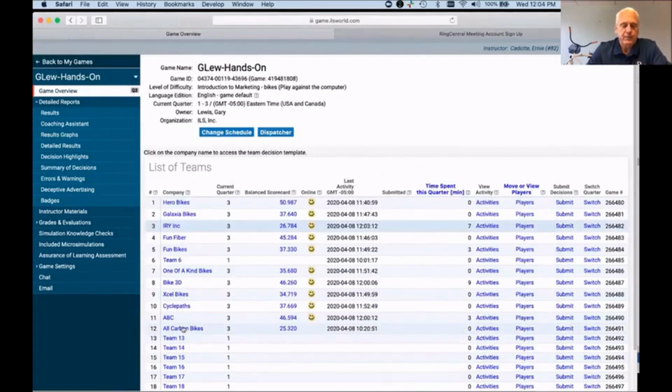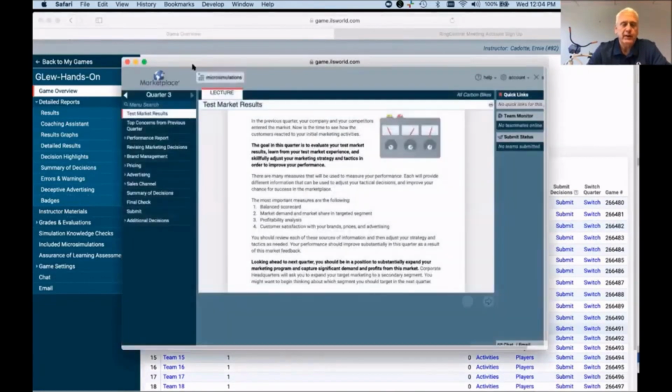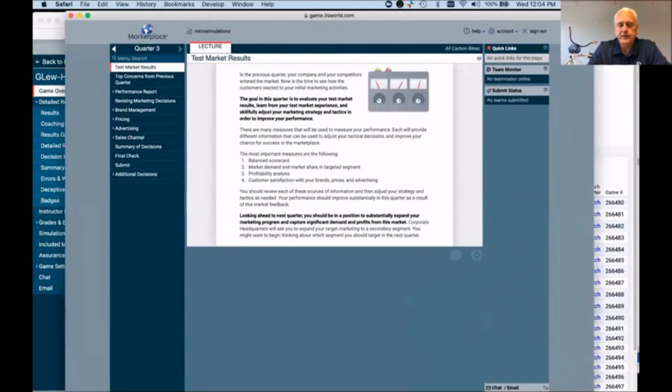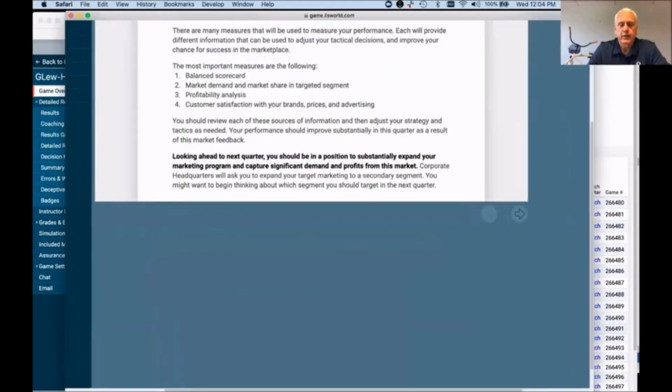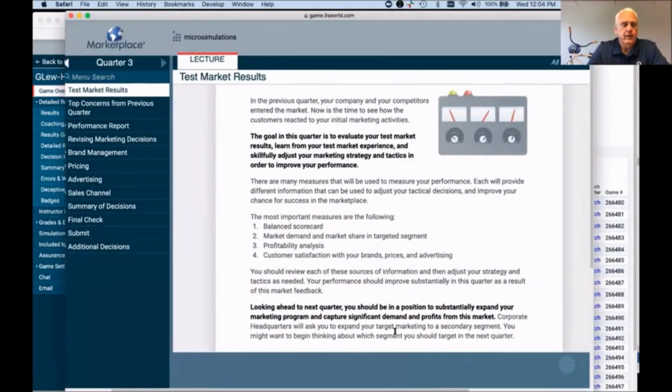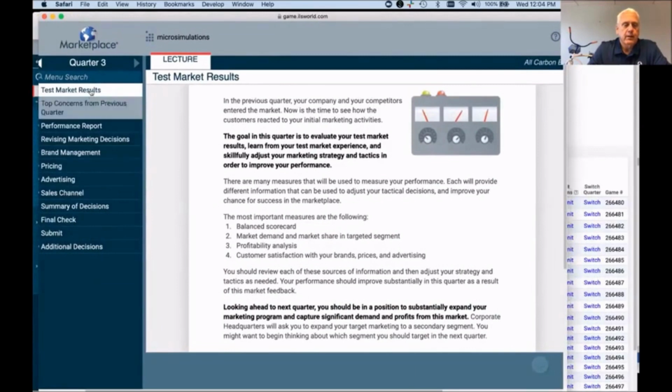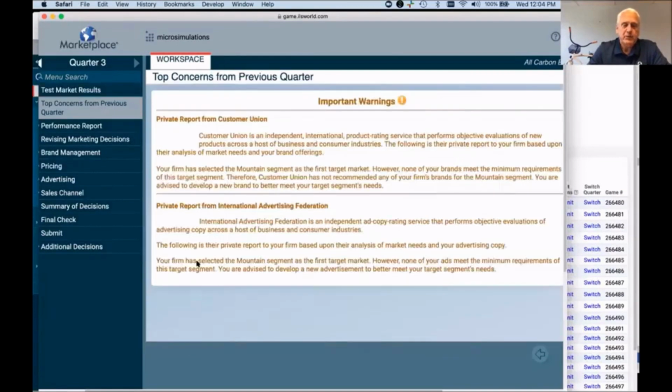But I'm not going to reveal their strategy and things like that. So I'm going to just go back into All Carbon Bikes, and I'll show you the things that I can see here. Again, you want to work your way from top to bottom. So this tells me that we are getting the test market results. Unfortunately, I have some top concerns.